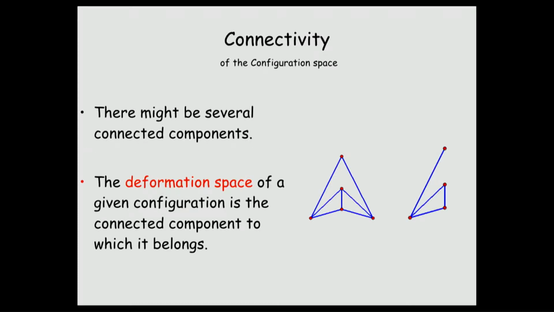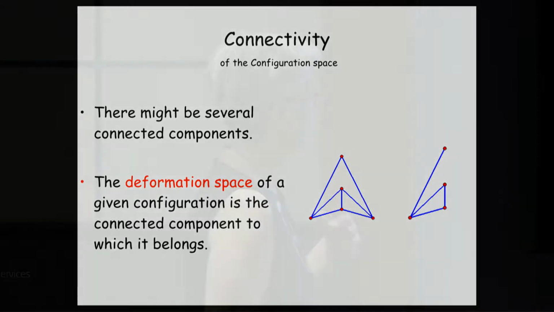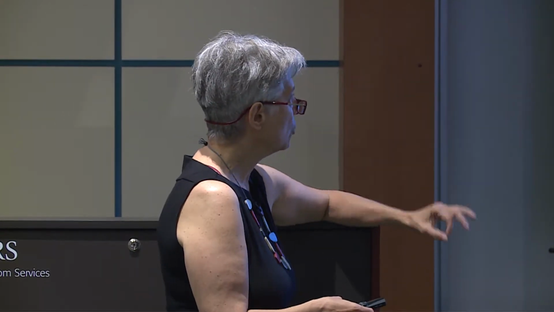So connectivity is relevant, because if the configuration space is made of 2 disjoint parts, then connected components, we want to actually talk about what we call the deformation space of a given configuration, which would be the connected component to which it belongs. That is what we are interested in.